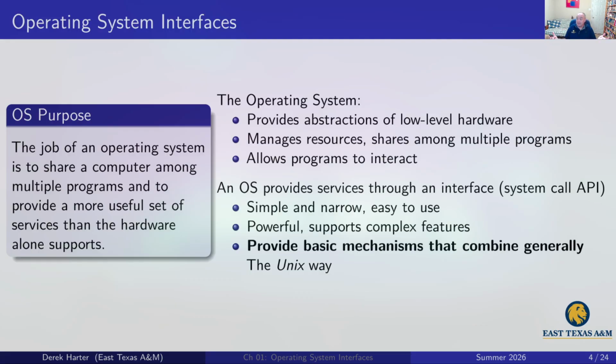There are lots of reasons people have discussed for why the Unix system call API was so successful. It's simple, narrow, and easy to use, so it provides basic mechanisms. The system calls provide basic mechanisms, but they're powerful. They can generally be easily combined. This is often thought of as the Unix way of providing services: small things that can be combined generally to create complex solutions.